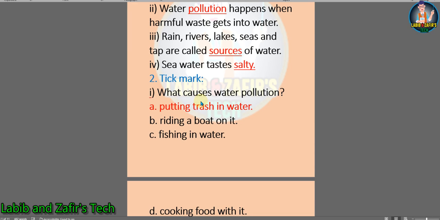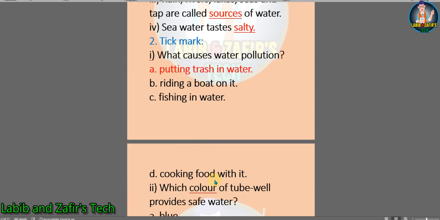Number 1. What causes water pollution? A. Putting trash in water. B. Riding a boat on it. C. Fishing in water. D. Cooking food with it. So students, the answer will be A. Putting trash in water.